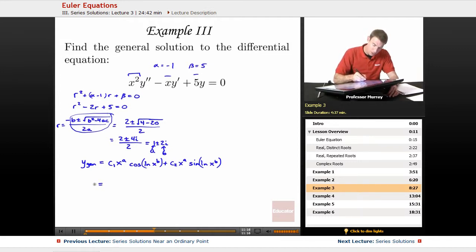So what we have here is our general solution. C1 x to the a, our a is 1, so I'll just write x, times cosine of natural log of x to the b, b is 2 here, so natural log of x squared, plus C2, same thing with sine, x times sine of natural log of x squared. And that's our solution.